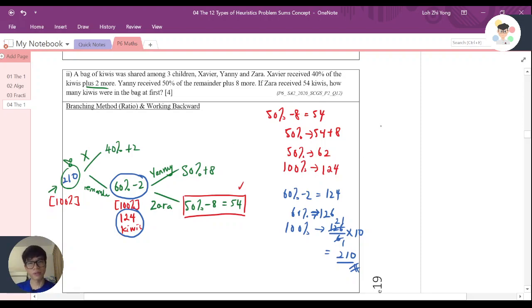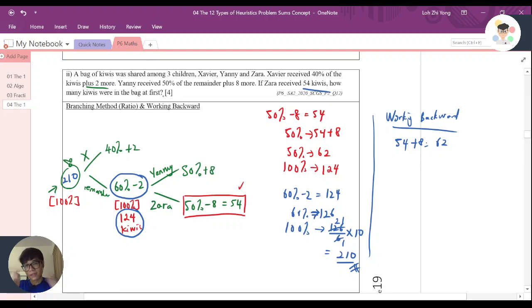And of course, if you are familiar with the concept very well, you can definitely use working backwards. Working backwards will be a similar concept, just that because you understand the question well, you can straight away find out the answer. So what we do is the same thing here. Zara received 54, so 54. Since Yanni received 50% of the remainder plus 8 more, I need to get back the 8 more. So I need to plus 8, it will be 62, and that is the 50%. If I want to find 100% of it, I just need to times 2. Then I will get 124.